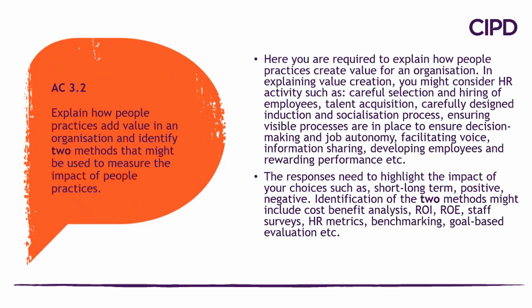This is AC 3.2. Here you need to explain how people practices add value in an organization. Identify two methods that might be used to measure the impact of people practices. So for this AC, you are required to explain how people practices create value for the organization. And I think this is one that sometimes gets lost a little bit. With people practice, it's that link, the causal link between the people practice and the business that's important in this. So how you as a people practitioner actually create value to the business.